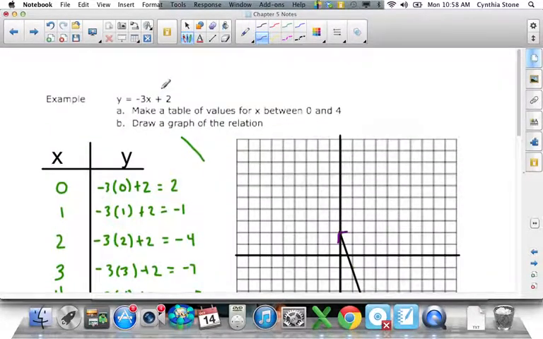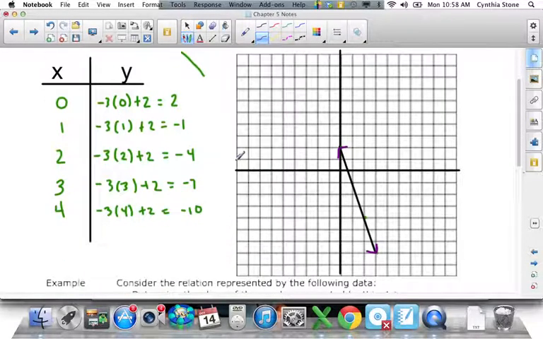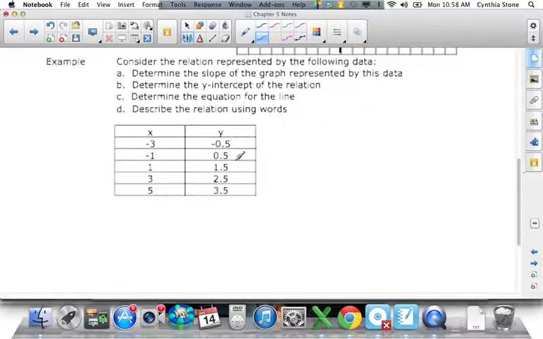Because this doesn't say that it has to stop. There's no reason to think this can't go on forever. Okay. So next, consider the relation represented by the following data. So now you're getting this idea that a relationship could look a lot of different ways. It could be a table of values, it could be a graph, it could be an equation. Oh, here we go. Consider relation.